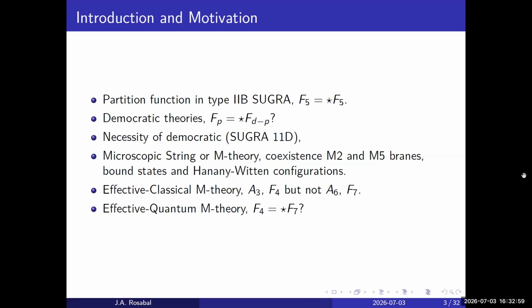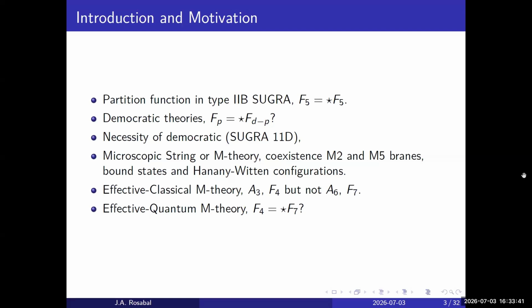And in the microscopic theory, in principle, and just in principle, you can compute the partition function, or the expectation value of these objects. However, it is difficult to do it. And this is why we go to the quantum field theory or the effective theory. But the problem in the effective theory is that the effective classical theory is formulated only in terms of this A3 form, which is the one that couples to this, similar to the one-form in the Maxwell theory. But there is no A6 field to couple to the M5 brane.